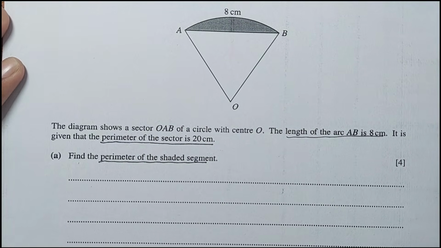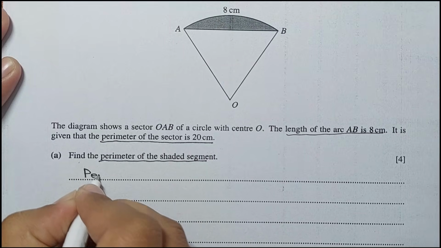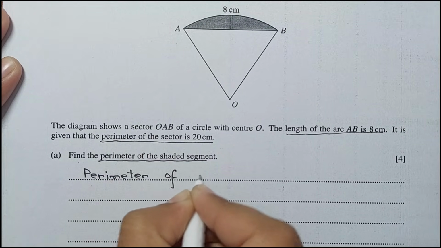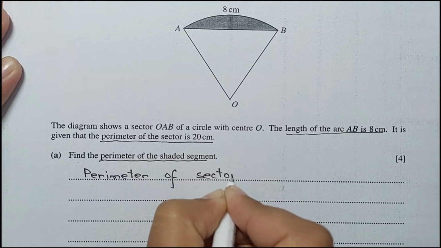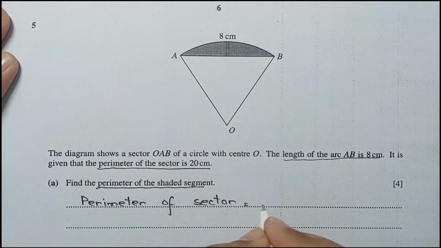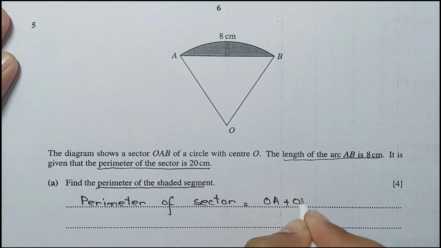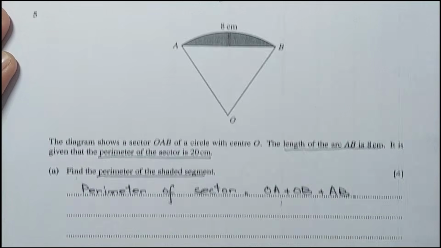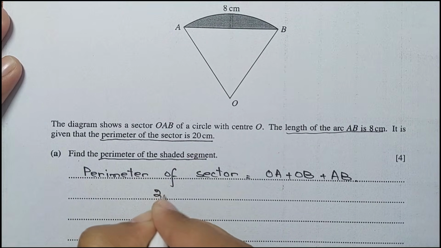So use the given information that the perimeter of a sector is the sum of all sides of a sector, which is OA, OB and AB. OA, OB and AB. Okay. So the perimeter of a sector is 20.